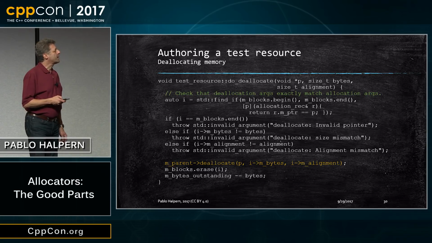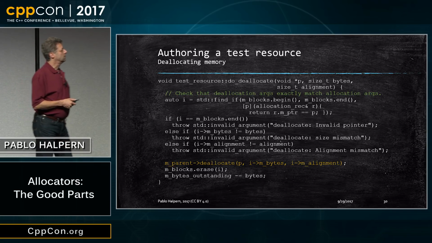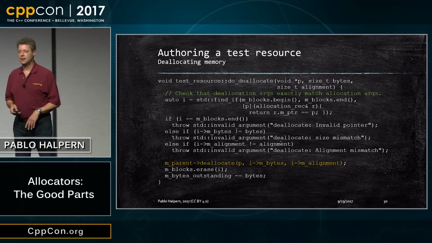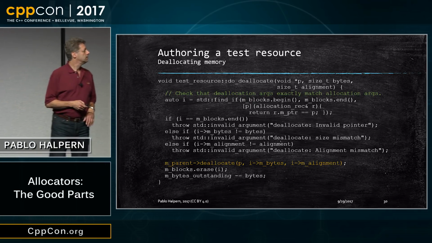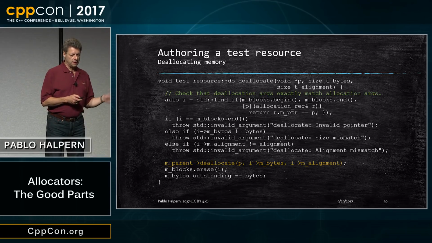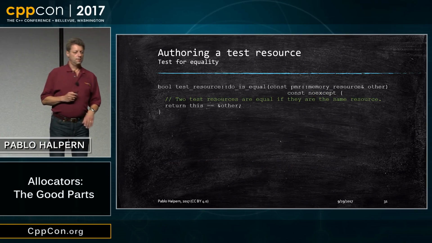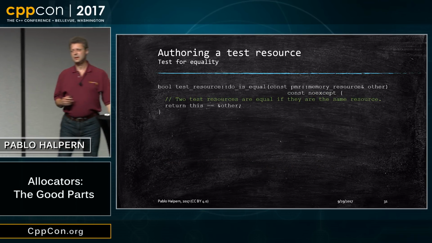And then get rid of the record that says this thing was allocated. It's no longer allocated, so it's gone. And update our statistics again. Good? Now, one that people find a little confusing is equal.